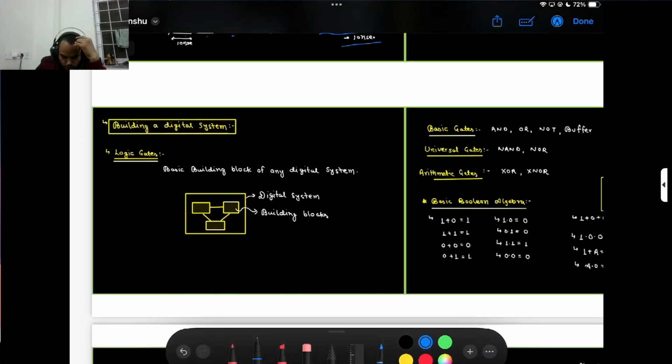So building a digital system: logic gates are the basic building blocks of any digital system. Suppose we want to make an adder. An adder is a digital system, but how can we make it? There are some blocks. Maybe we can use an XOR gate or something like that. Or we can make a full adder using half adders, so a half adder is like a building block.